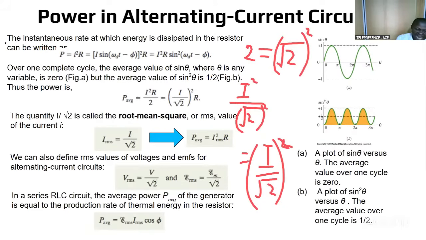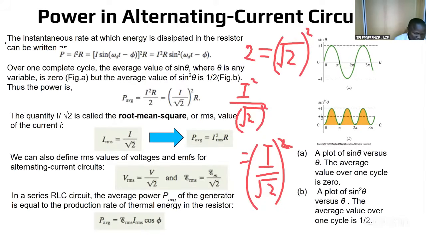Okay, you can define it as V over root 2, and also the EMF RMS, we can define it as EMF over root 2. So in a series RLC circuit, the average power of the generator is equal to the production rate of thermal energy in the resistor. And this is given as: P average is equal to EMF RMS multiplied by I RMS cos phi.